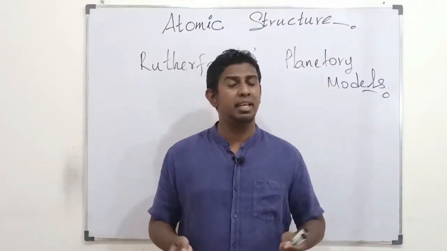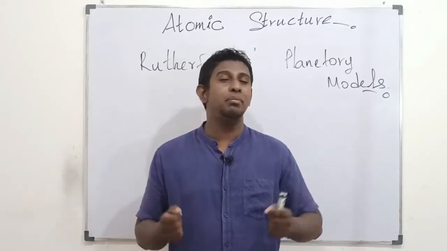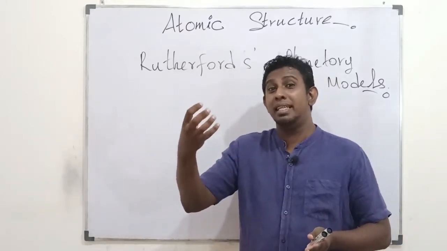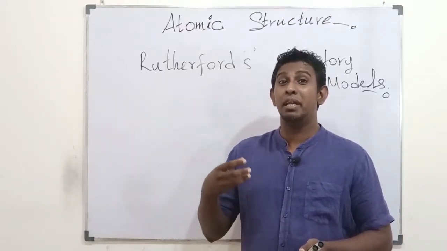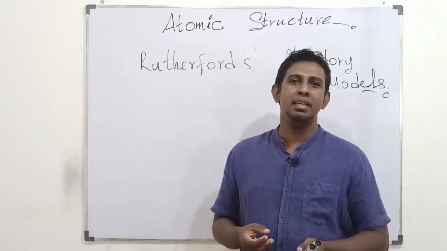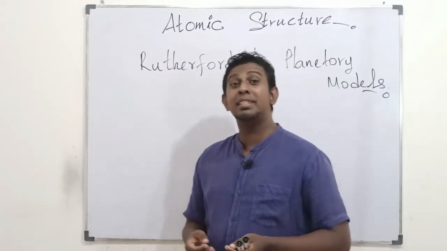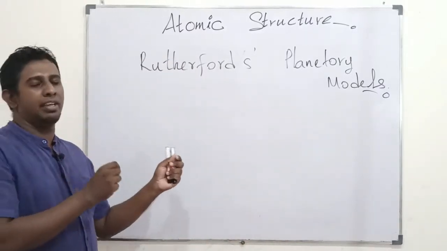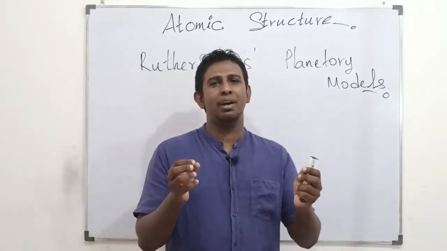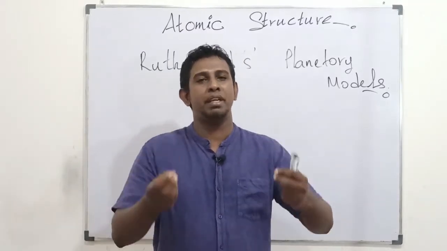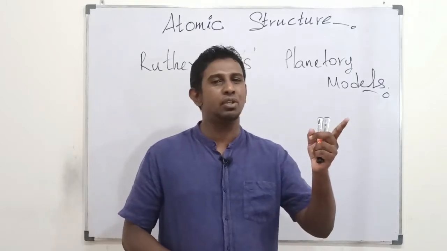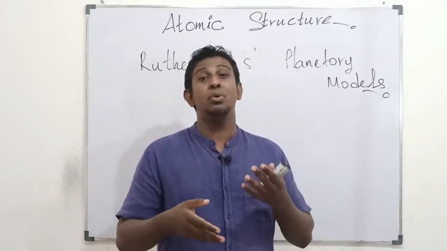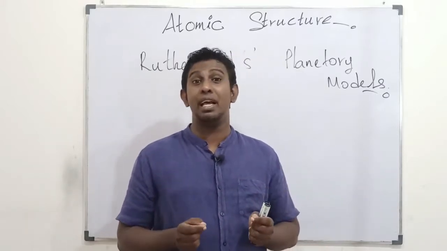Students, the second model is Ernest Rutherford's planetary model. It was based on experimental data from the historical experiment done by Geiger and Marsden, under Ernest Rutherford's supervision. These two fellows, Geiger and Marsden, carried out the gold foil experiment. We have talked about this gold foil experiment in an earlier video as well, but let's take a look at it here as well.